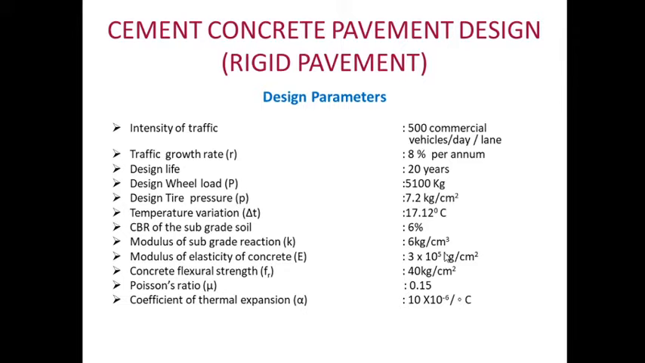The modulus of elasticity of concrete E is 3 into 10 to the power of 5 kg per centimeter square, the concrete flexural strength is 40 kg per centimeter square, the Poisson ratio is 0.15, and the coefficient of thermal expansion alpha is assumed as 10 into 10 to the power of -6 per degree centigrade.